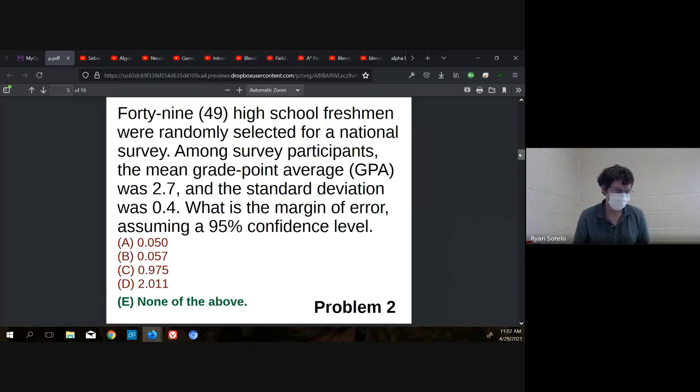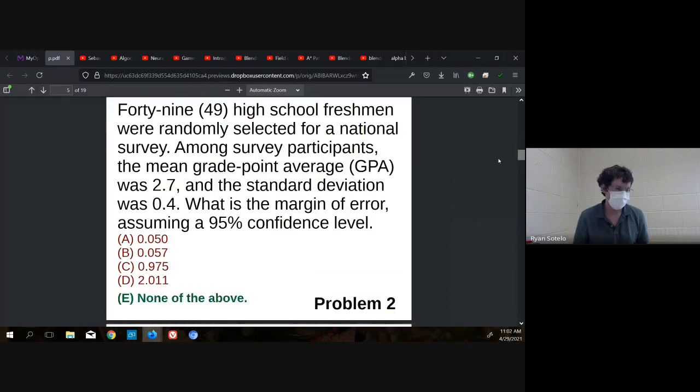Because when you're finding the margin of error, you want to subtract the greatest minus the least. That's how you find the margin of error. You can do that and then halve it. It's half of that. So then you divide by two.